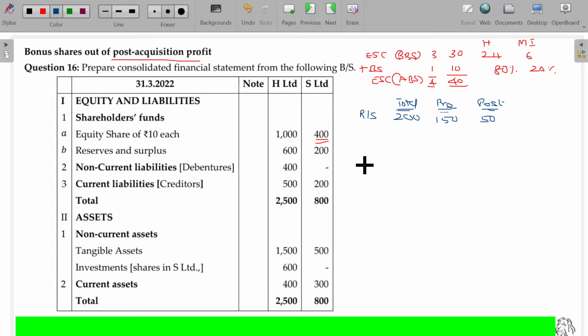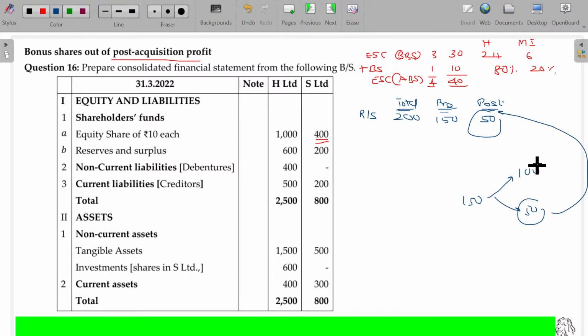Sir, what about the dividend, I mean the bonus share distribution? Sir, never bother about that. It was already done, subtracted from the post acquisition profit. This post acquisition profit is the leftover post acquisition profit only after distribution of the bonus share. Maybe 150 may be the post acquisition profit. From that, already 100 rupees bonus share is declared. Balance 50 is available here.